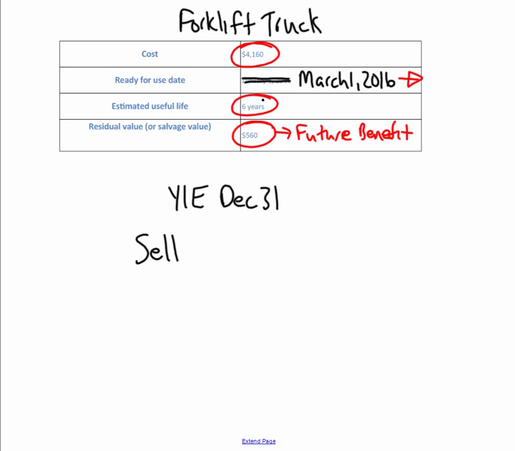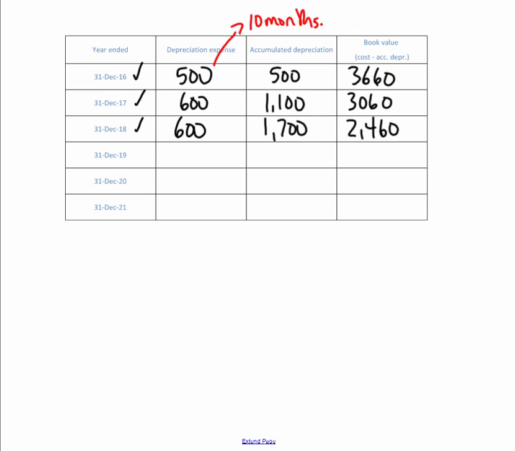We're going to sell this asset at August 31st, 2019. So what does that mean? Remember over here, we assumed we were going to hold it until December 31st. Well, we're not going to do that anymore. We're actually going to sell it at August 31st, 2019. What are the steps in order to record the disposal of a capital asset?